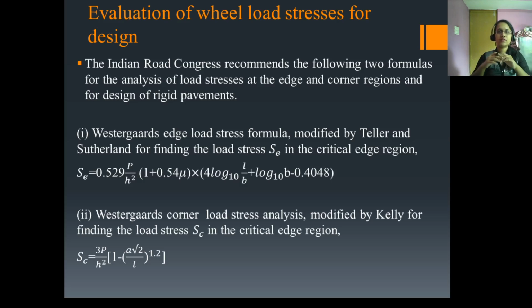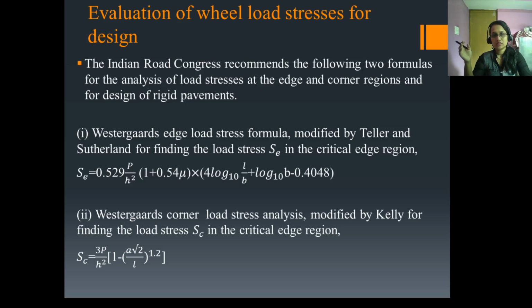So next is evaluation of the wheel load stresses for the design. Westergaard's wheel load stress equations for interior, edge and the corner have been modified by various investigators, based on their research work on cement concrete pavement slabs. The stresses at the edge and the corner regions are generally found to be more critical for the design of the rigid pavement for highways. So the Indian Roads Congress recommends the following two formulas for the analysis of the load stresses at the edge and the corner regions and for the design of the rigid pavement.